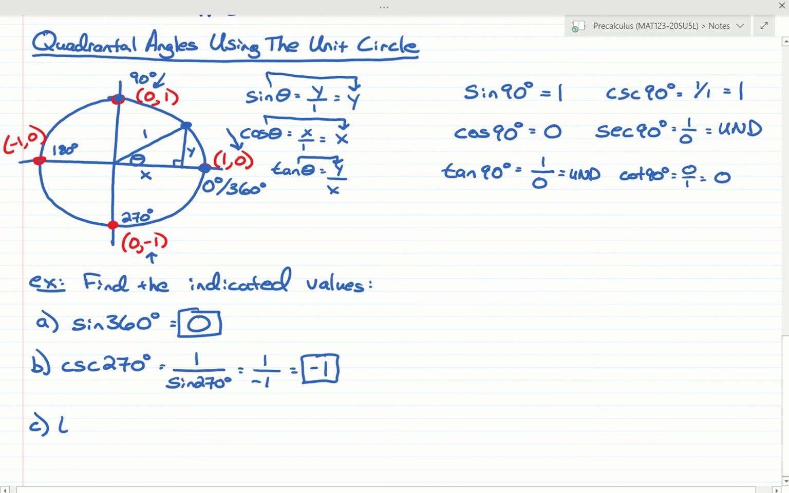What about the tangent of 180? Tangent, remember, is the y over x value. So the y value over the x value would be 0 over -1, which is 0.